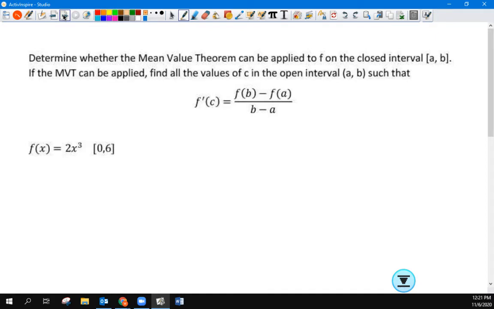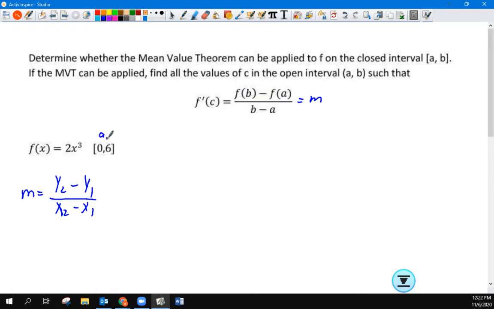So first it says determine whether the mean value theorem can be applied to f on the closed interval. If the MVT, standing for mean value theorem, can be applied, find all the values of c in the open interval a to b such that the derivative equals the average. Okay, so the first thing we need to do is find the average slope. So basically we're using m equals y2 minus y1 over x2 minus x1, the slope equation. That's basically what this is: f of b minus f of a over b minus a.